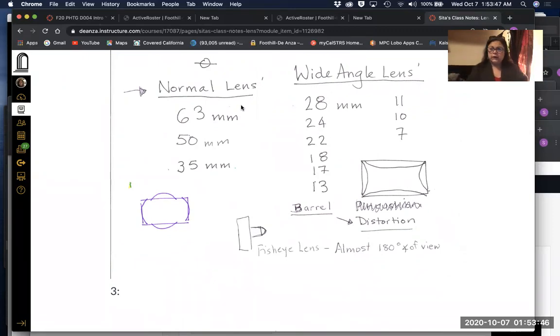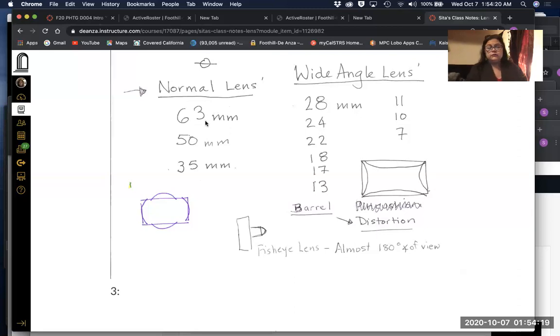So when you look out into the world, you have a field of view, or a field of vision in front of you, and the central portion of that field of vision is the main part of what you see. It doesn't include the peripheral information. And so normal lenses give you an angle of view that approximates that portion of your field of vision.